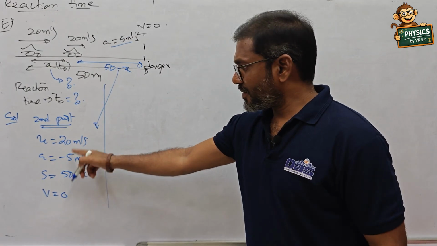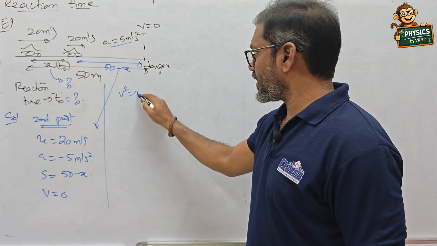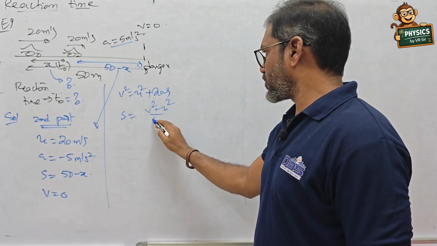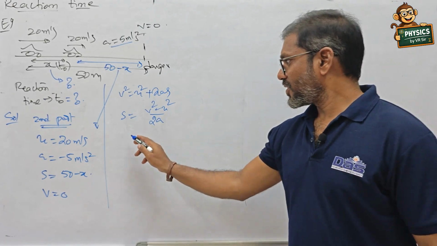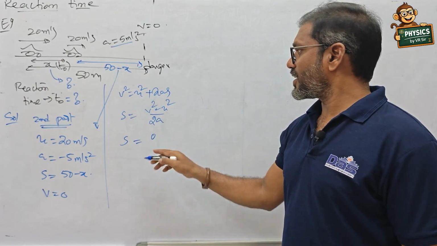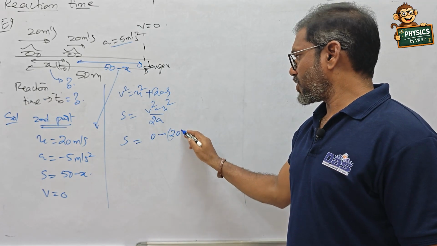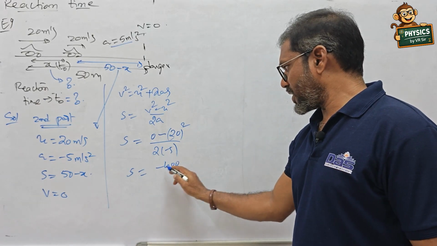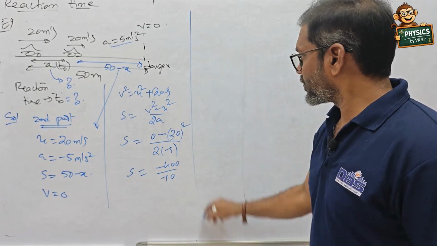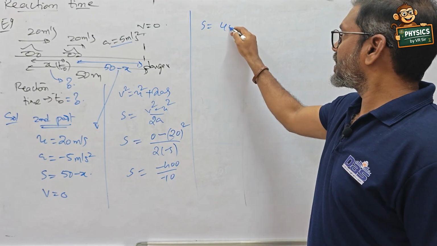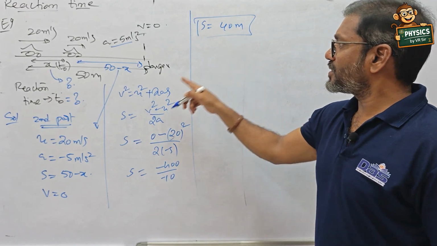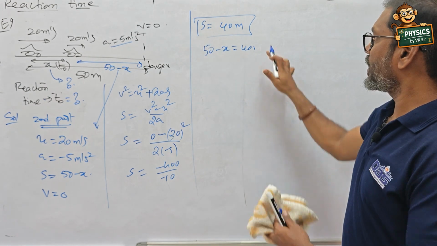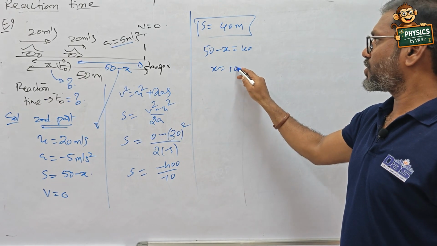Now what is the equation we can use? Use v square is equivalent to u square plus 2as. So s is equivalent to v square minus u square by 2a. Hope it's clear to you, right? S is equivalent to final velocity 0 minus initial velocity 20 square, upon 2 into minus 5. So s is equivalent to minus 400 upon minus 10. So s is equivalent to 40 meters. So 50 minus x is equivalent to 40 meters. Then x is equivalent to 50 minus 40, 10 meters.